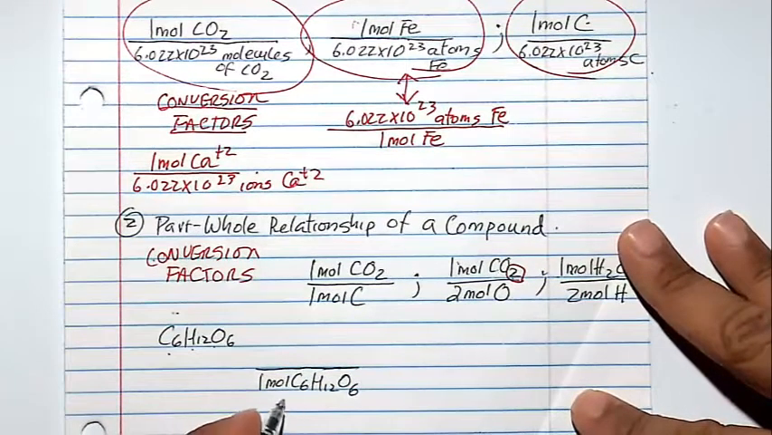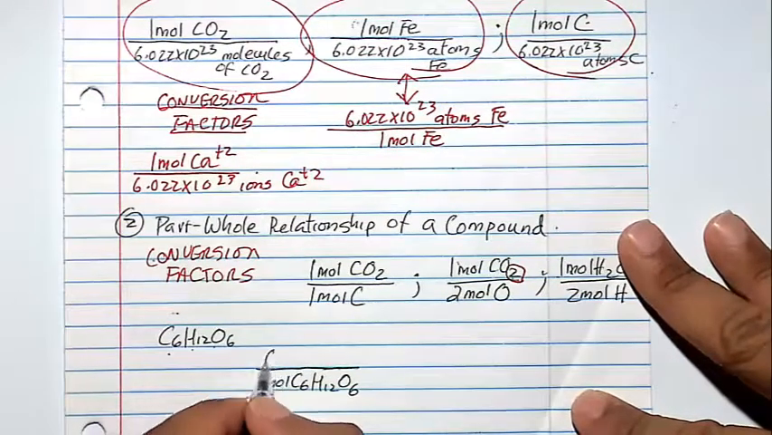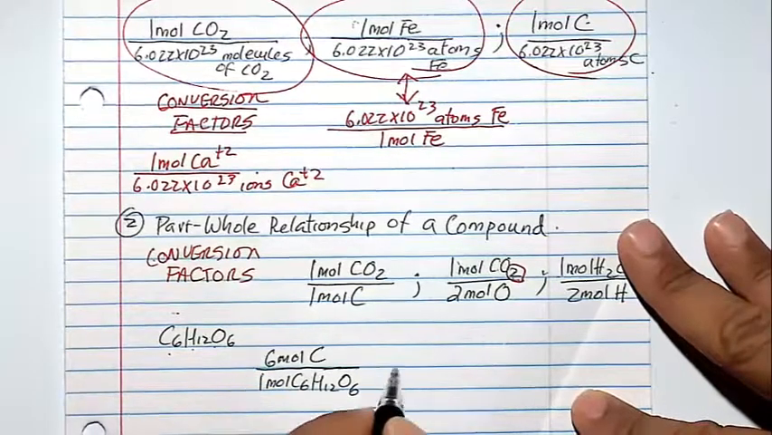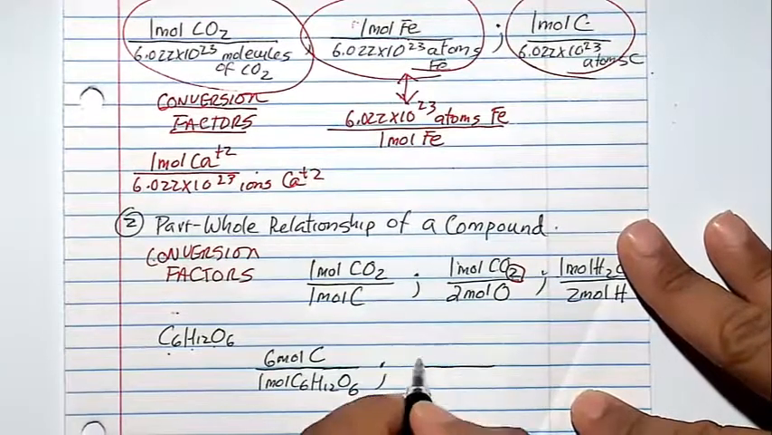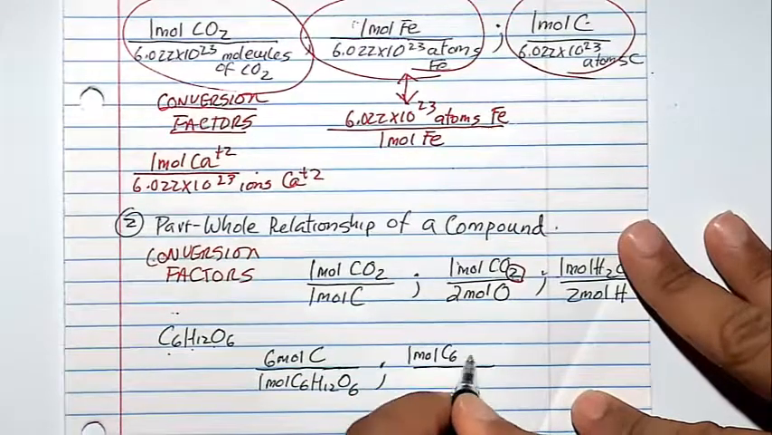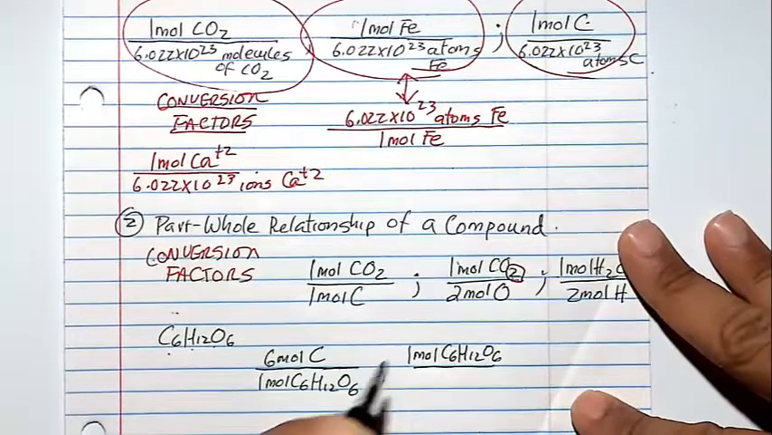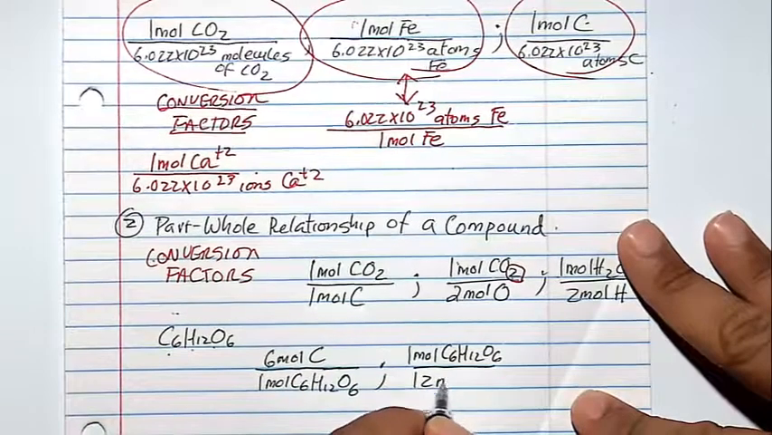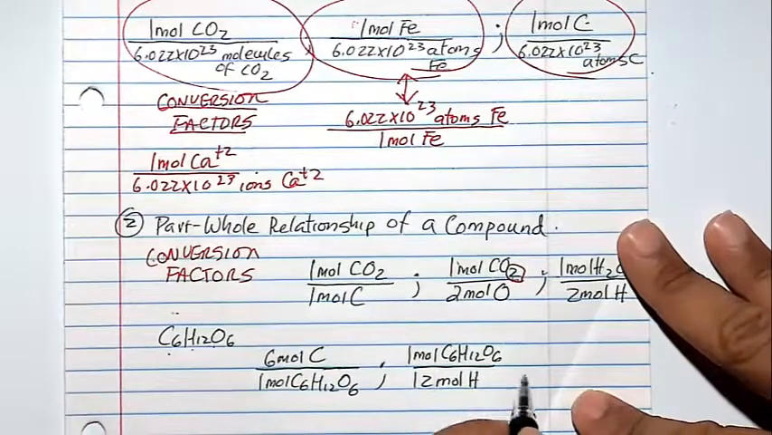And for every 1 mole of this glucose molecule, I can have 6 moles of carbon. Here I'll just put this in the numerator, 1 mole of C6H12O6. I have, what other relationships do I see? I'll have 12 moles of hydrogen.